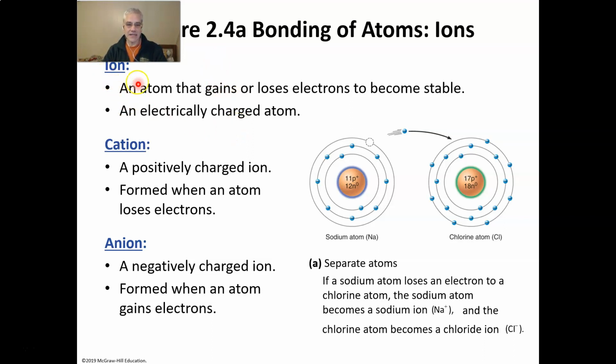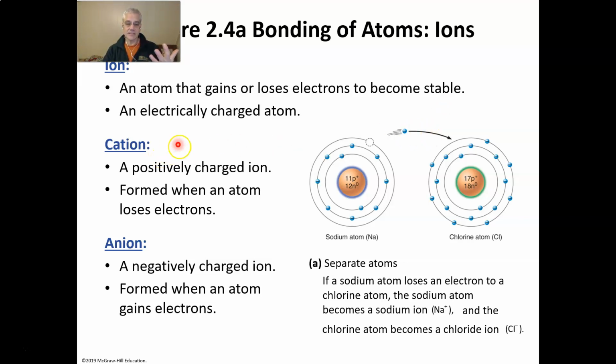So an ion, by definition, is an atom that gains or loses an electron to become stable. And stable means it either has a full outer shell of electrons, or it gives up the one electron that it may have out there, happily gives it up. So it either gains one or loses one. But that means it gains a charge, either in a positive direction or a negative direction.